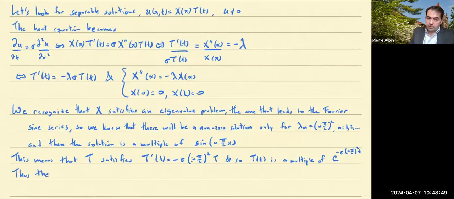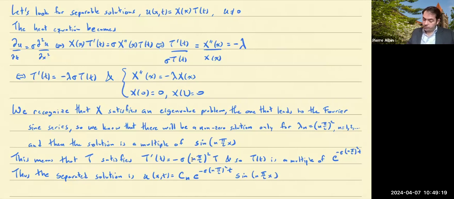Thus, the separated solution is u of x comma t equal to some constant, call it c sub n, times capital T, so e to the minus sigma (n pi over L) squared times t, times sine of n pi over L x. Right? That's the general solution to the equation that is separable. Right here, c_n is some arbitrary constant.